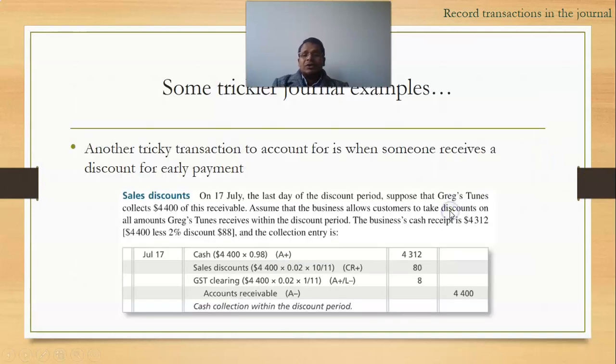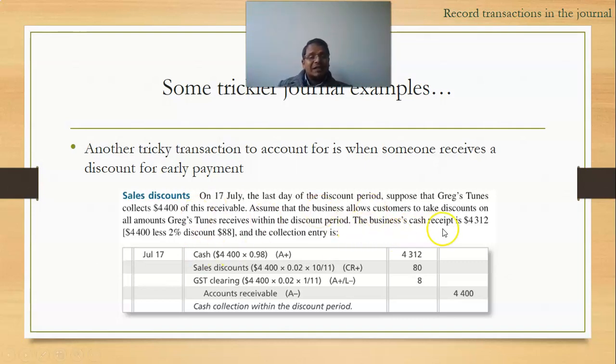Okay, so another tricky transaction. Let's see, sales discounts. All right, so on 17th of July, the last day of the discount period, suppose that Greg Tunes collects 4,500 of receivable. Assume that the business allows customers to take discounts on all amounts Greg Tunes pays within the discount period. So if the customer pays you within the discount period, they will get discounts.